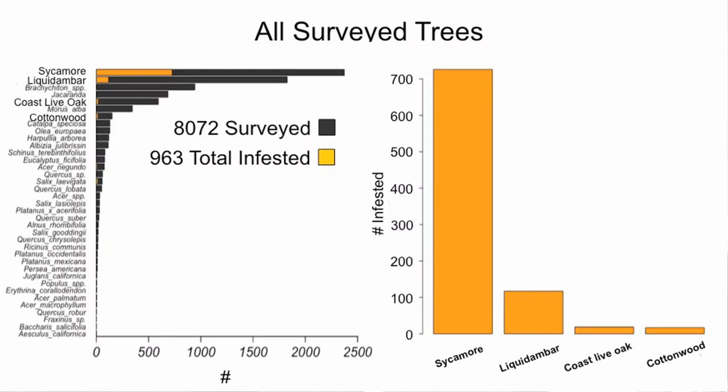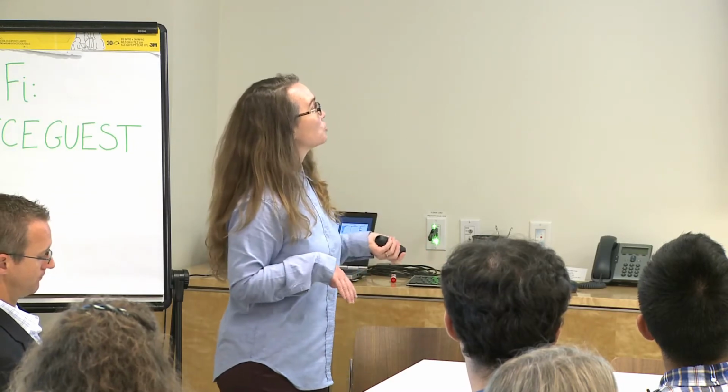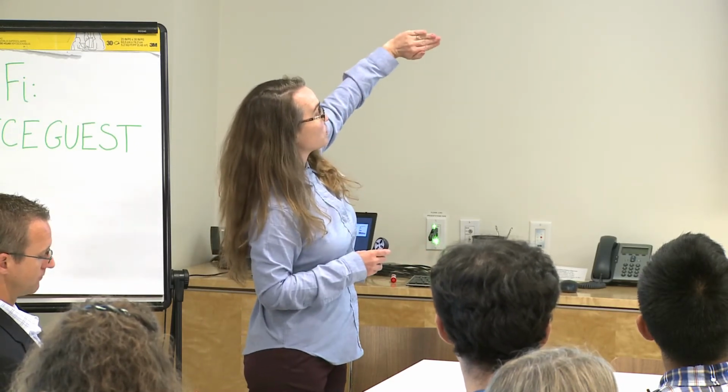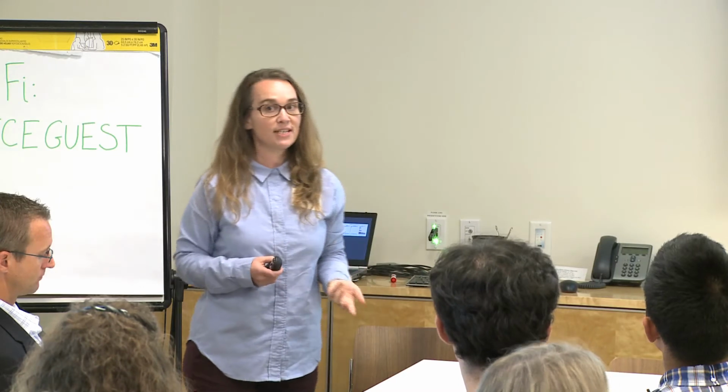These two graphs represent all of the trees that I collected data on for this survey. The graph on the left is representing on the y-axis all of the tree species that I collected data on, and the x-axis represents the number of those trees. The black bars represent the total number surveyed for each species, and the orange, that's superimposed on those black bars, represents how many were infested.